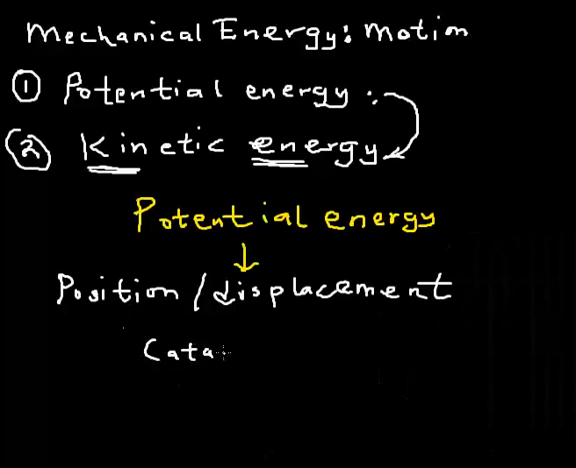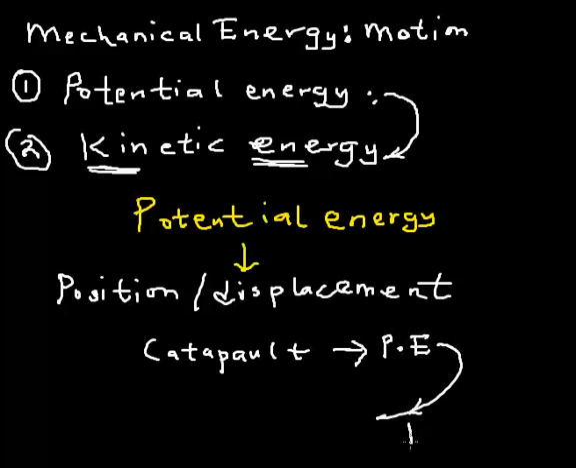A catapult that is actually being stretched. Now, as you stretch that catapult, you have actually displaced it. Okay, you have extended it. As you stretch it, it actually stores potential energy. And once it's released, the stone inside of it will gain energy, which is converted to kinetic energy. Okay, so that is why potential energy is energy as a result of the position of that particular object or its displacement.